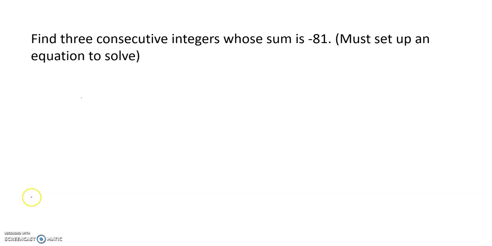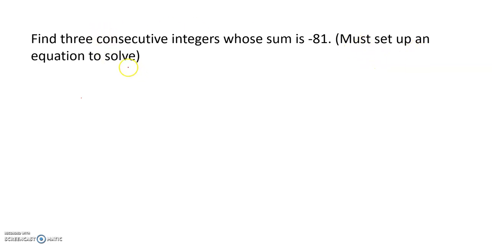We have learned how to solve a linear equation. Now we're going to see how to set up a linear equation to solve a word problem. Let's look at this example. Find three consecutive integers whose sum is negative 81. We must set up an equation to solve.